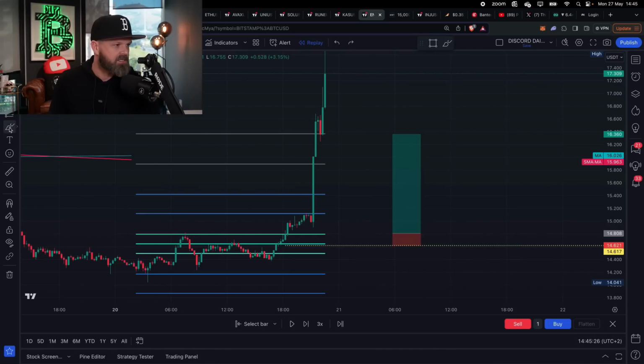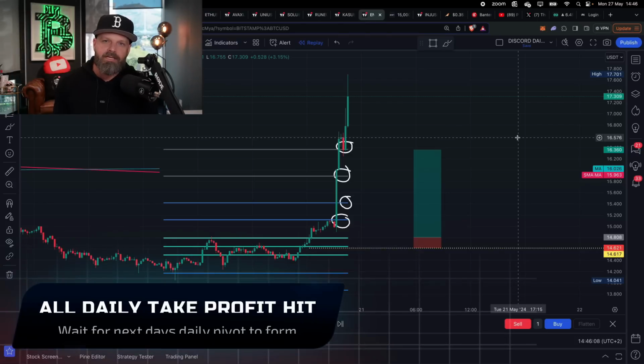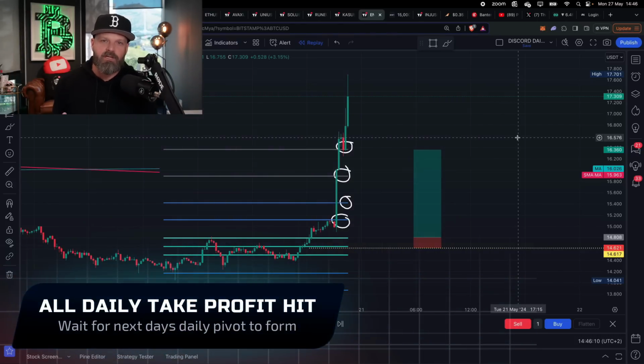For this example, you can see they've given us 2 blue zones for TP zones, and they've given us 2 gray areas as well. So they print out the key levels for you so you don't need to do the work. So this trade is now complete. We've gone past all our TP zones and we've closed the trade.